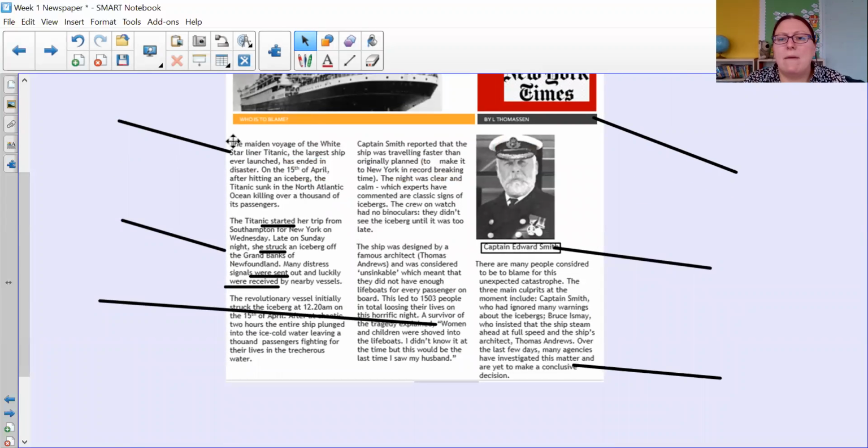What's this bit at the beginning? That's correct, it's the orientation. The maiden voyage of the White Star Liner Titanic, the largest ship ever launched, has ended in disaster. That tells us what has happened. On the 15th of April, after hitting an iceberg, the Titanic sunk in the North Atlantic Ocean. That tells us where it happened as well.